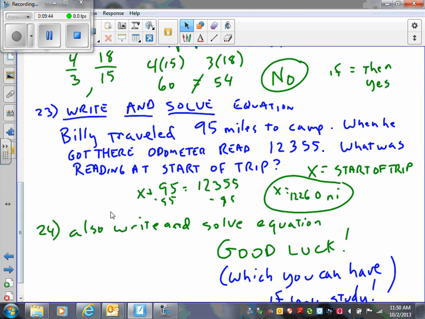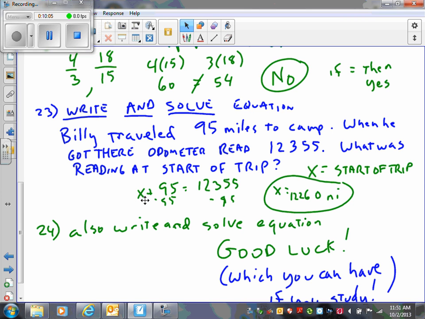23 and 24, they ask you to write and solve an equation. It's a story problem. You're going to have to read it carefully. You have something like Billy traveled 95 miles to camp. When he got there, the odometer that measures how far you've gone read 12,355 miles. What was the reading at the start of the trip?